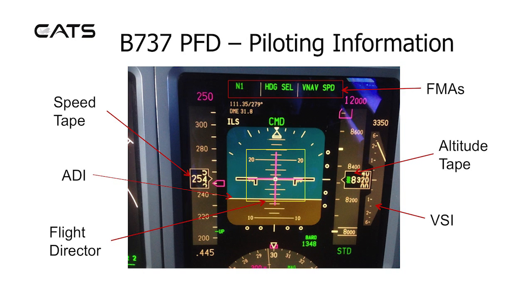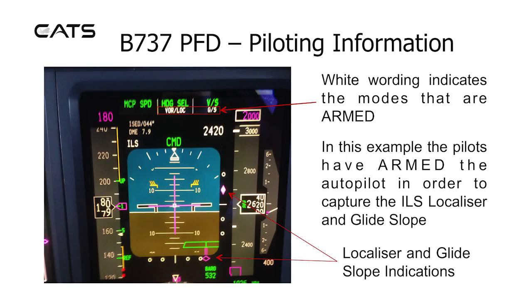Boeing 737 primary flight display piloting information. At the top we can see the flight mode annunciators. On the right, the altitude tape and VSI. In the centre, in magenta, the flight director, displayed on the ADI itself. And on the left, the speed tape. White wording indicates the modes are armed. In this example, the pilots have armed the autopilot in order to capture the ILS localizer and glide slope. You can also see the localizer and glide slope indications, amongst other things.